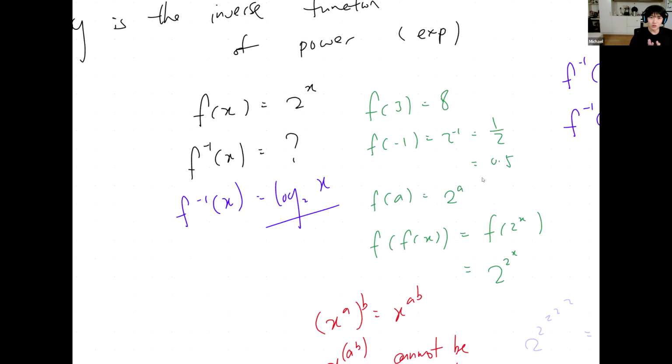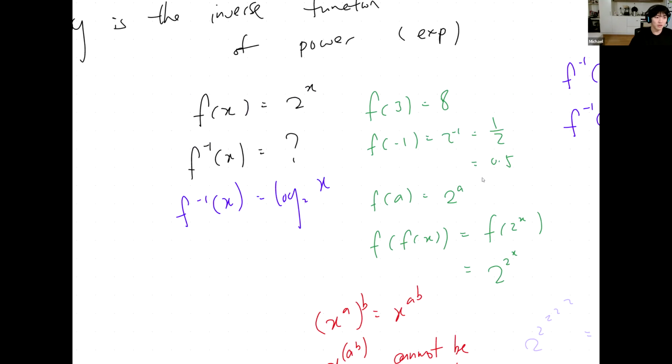Okay, everyone listen up, listen to this sentence. It's very important. Log base 2 of x means what power of 2 will give you x? Which is precisely the inverse of this. This asks you what power of 2 gives you x. Here your x is your output. Here your x is input.